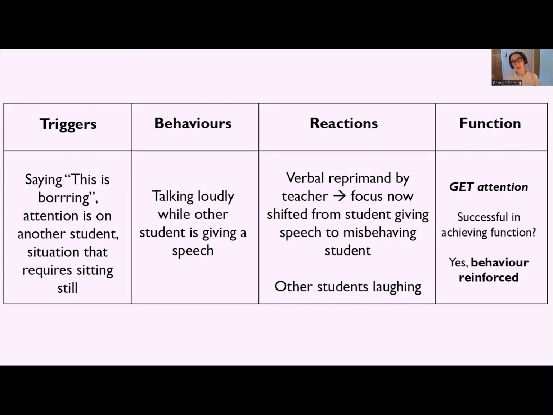If the function was for the student to escape or avoid something unpleasant, potentially there's temporary reinforcement of that, but the teacher then says, okay, carry on to the student giving the speech. Potentially this behavior ultimately, even if the function was to avoid this unpleasant task of listening to somebody else give the speech, potentially this behavior then wasn't reinforced. We might not see this kid do it again if that was the function of their behavior.